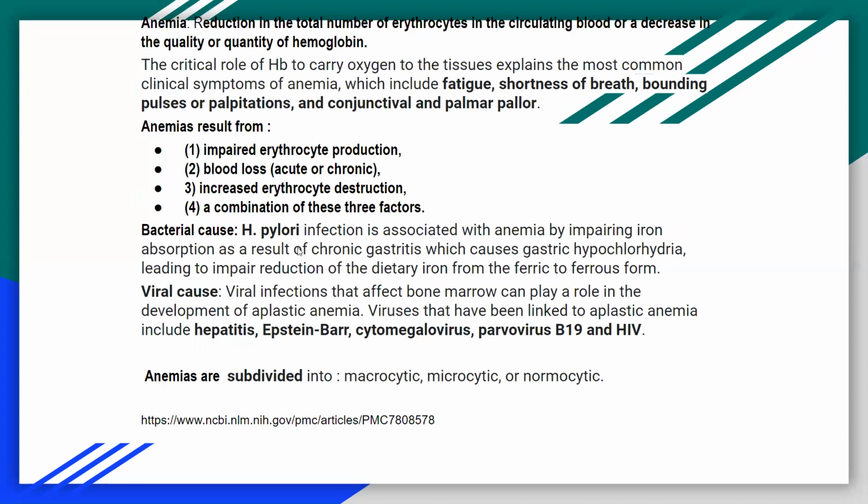And H. pylori comes on board exams. A lot of students do not know how it affects anemia. It impairs the iron absorption, especially with patients with gastric disorders, gastrectomy, gastric surgery, gastric hypochlorhydria, and all of these cause decreased absorption of the dietary iron from ferric to ferrous form. So this condition comes on board exams, and that's a bacterial cause of anemia. Viral cause will be Epstein-Barr. These diseases come on boards.